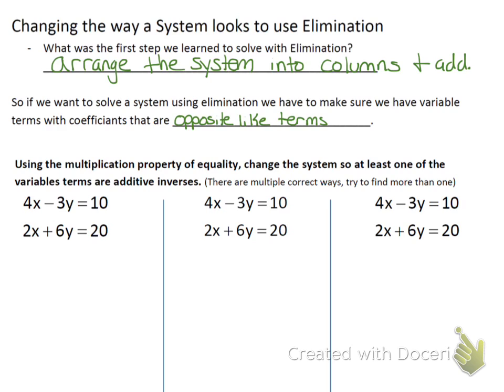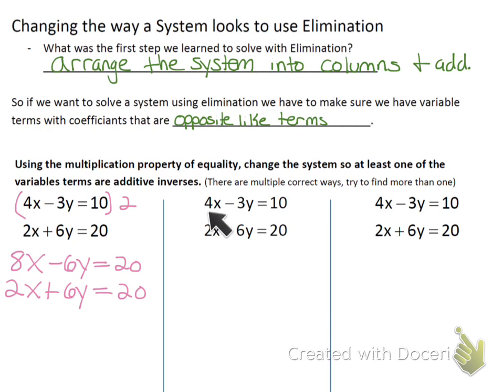First, I'm going to try to make the y values opposite-like coefficients. I notice that their signs are already opposite, so I just need to make that top y the same number as the bottom y. 3 times 2 is going to give me 6. So when I multiply that top equation, I get 8x minus 6y equals 20. I rewrite that bottom equation because it didn't get changed, and I was successful. My y's have the same number, opposite signs, or opposite-like coefficients. In the middle column here, we're going to make those x's opposite-like coefficients.